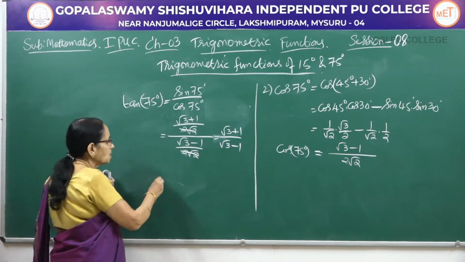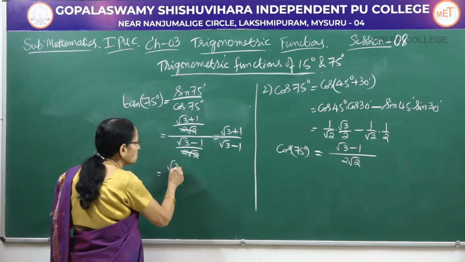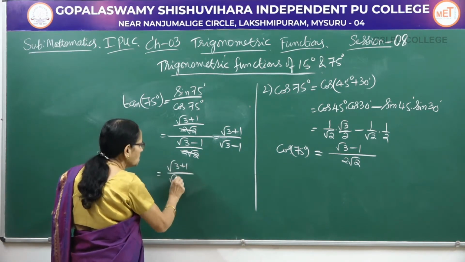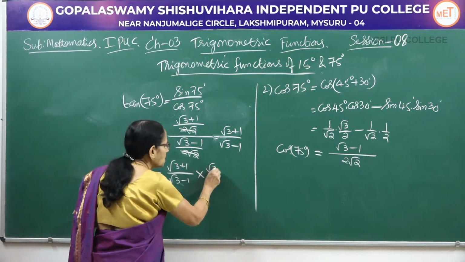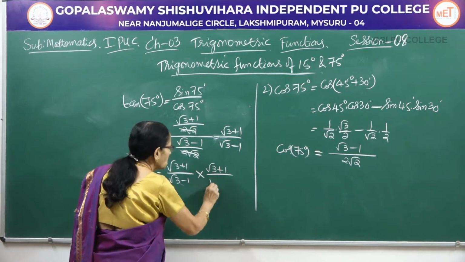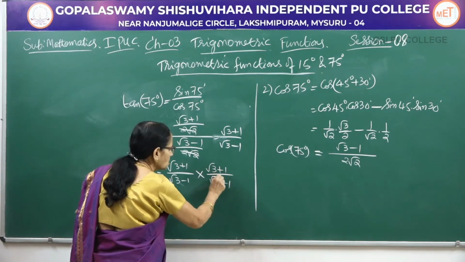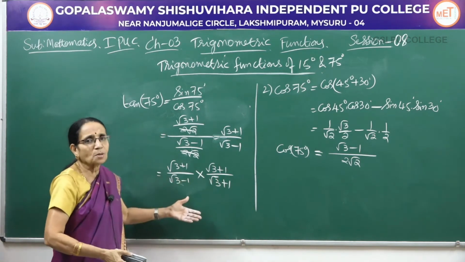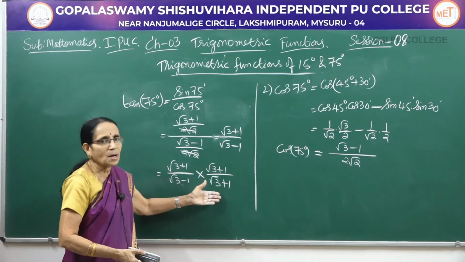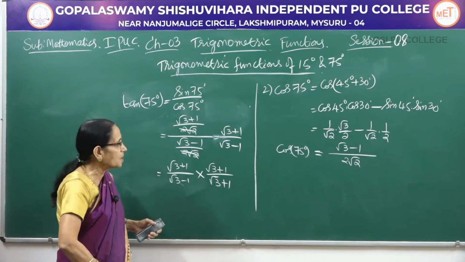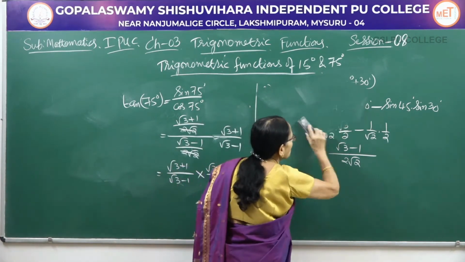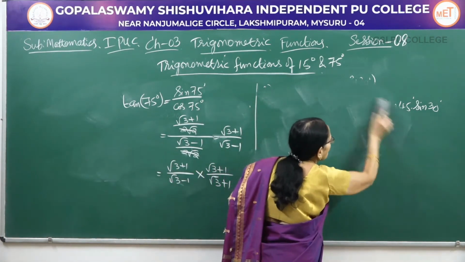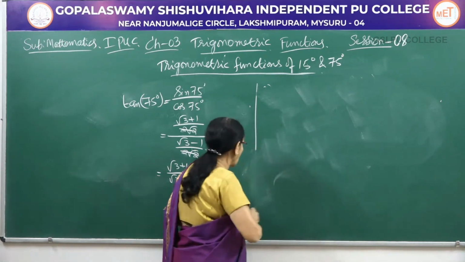So what is the rationalizing factor of this one? Root 3 plus 1 divided by root 3 minus 1. Multiply and divide by root 3 plus 1. So that's what I told you. We are doing some manipulation. Multiplying and dividing means the value remains the same, but we can simplify the function. That is the idea of doing this adjustment.